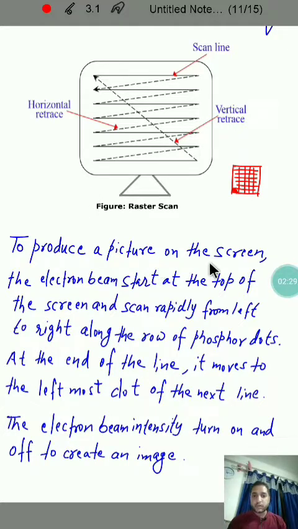To produce a picture on the screen, the electron beam, which is coming from the electron gun in CRT, starts at the top of the screen and scans rapidly from left to right. This is left and this is right. So it scans rapidly from left to right along the row of phosphor dots. These are phosphor dots. It starts from the top left position and scans to the right position.